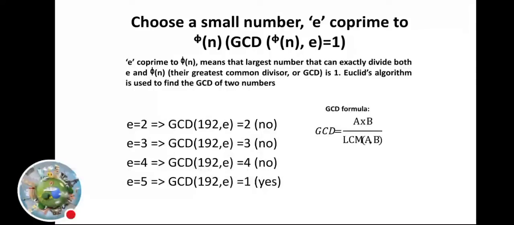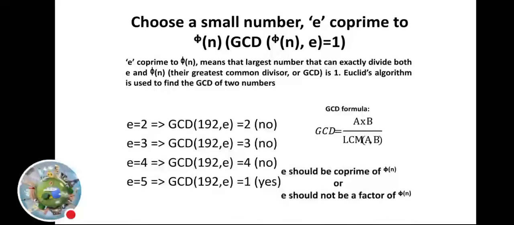E equals to 5, GCD of 192 comma 5 is equals to 1. So this number is valid as e, so the answer will be 5. E equals to 5. So the condition is that e should be co-prime to pi of n, or e should not be a factor of pi of n. That I told in the classes also.